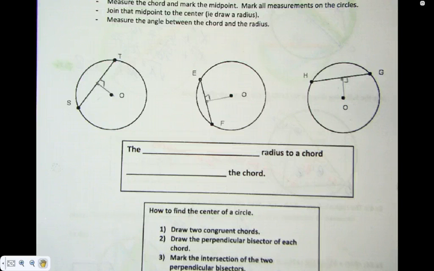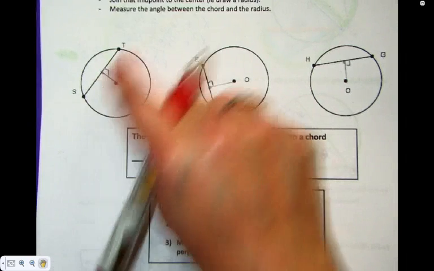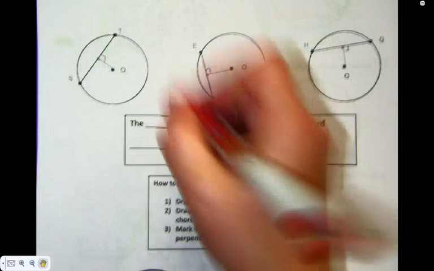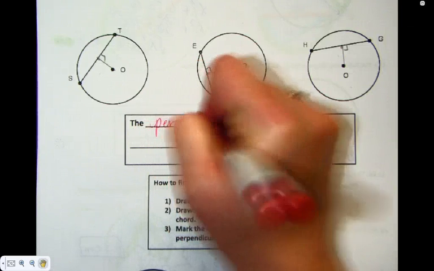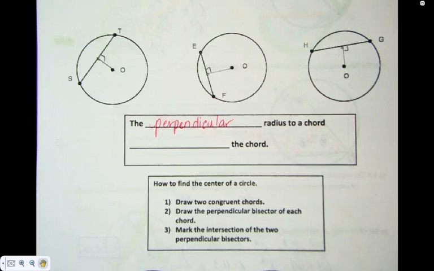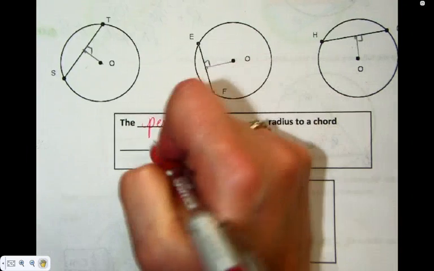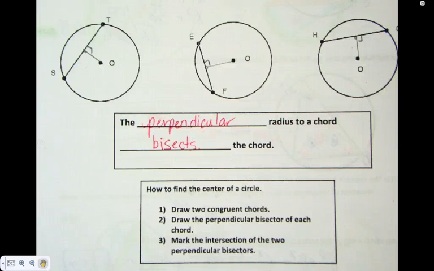And so here's the only chord property we're going to study, the something radius. But what do we call 2 lines that meet at a 90-degree angle? Think back to our vocabulary. Perpendicular, so we call it the perpendicular radius. The perpendicular radius to a chord bisects the chord.